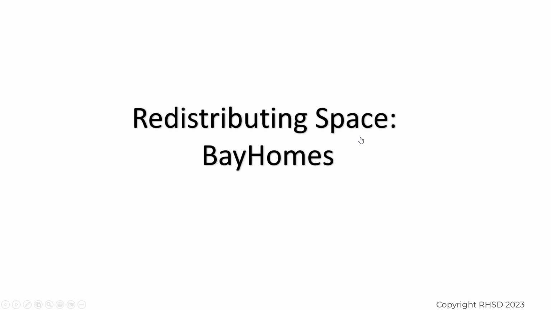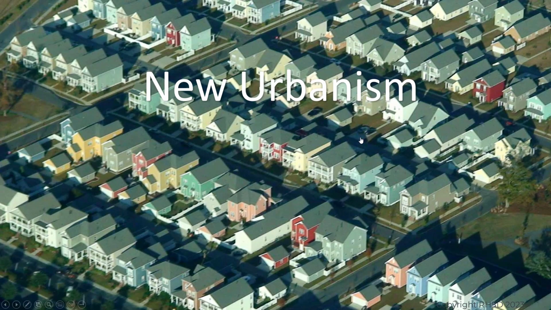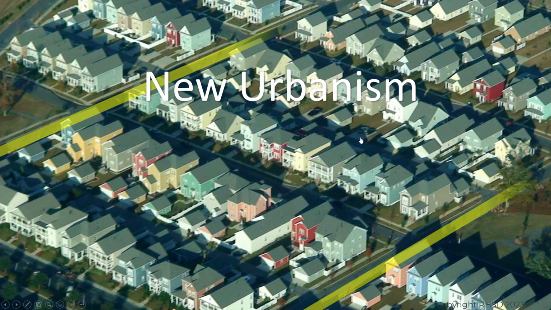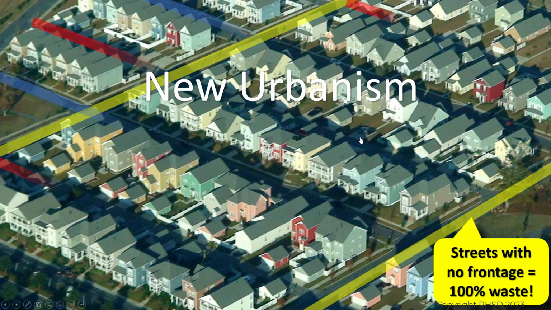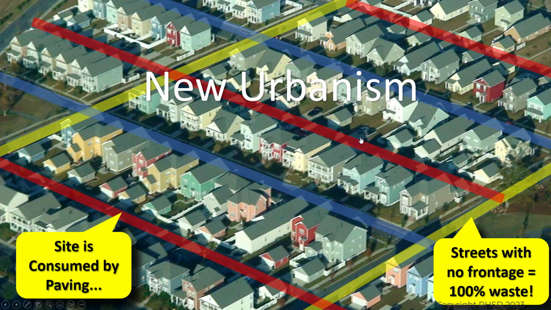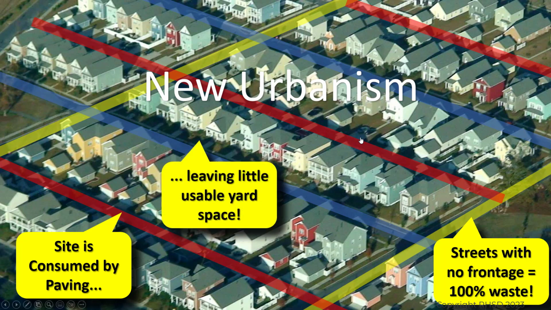I want to talk a little bit about this idea of redistributing space and how it affects the homes themselves. When you think about new urbanism, and then you look at how efficient or inefficient the street is, these are streets with no frontage whatsoever, the yellow. It's 100% waste. So you're also building a street in the front of the homes that are pretty much 100% utilized, but then you also have to build an alley in the back. What you've got is a site you've consumed with right-of-way and pavement, leaving little space for the homes. So you have very little front yard, you have almost no rear yard space.